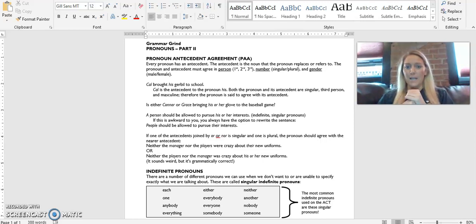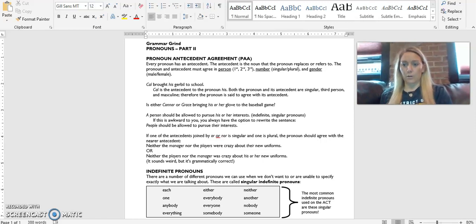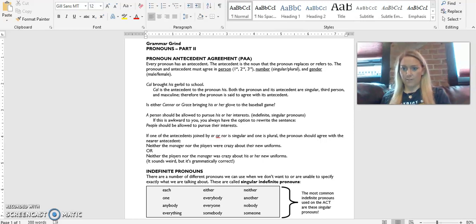Okay. Today we're going to be talking about pronoun antecedent agreement. This is a commonly misused grammatical rule. People do not seem to get this right often. Parts of it are very easy and straightforward, and then parts of it are a little bit tricky.